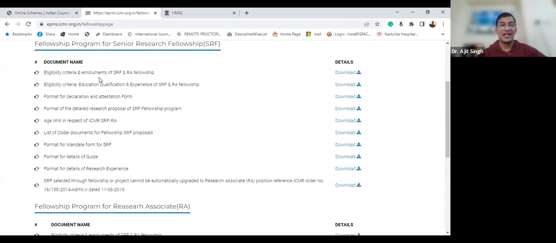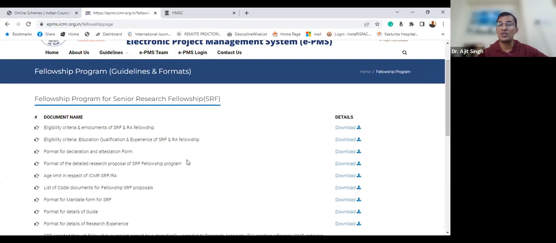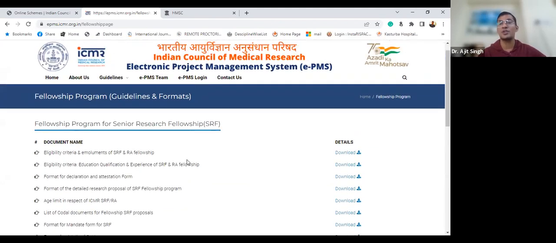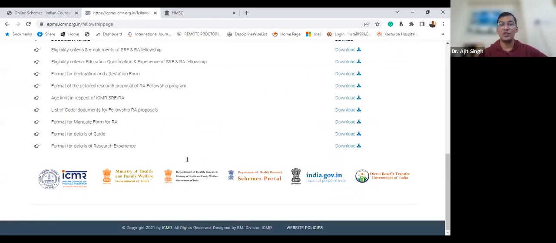See, look at this. Eligibility criteria, educational qualification, experience for SRF, format for declaration form. Okay, format for detailed research proposal, age limit, list of portal documents, whatever is needed, list of mandatory forms, format details of guide. Everything is clearly mentioned on the website. You just have to come up with the idea and submit the proposal. That's all. Okay, so please encourage yourself.